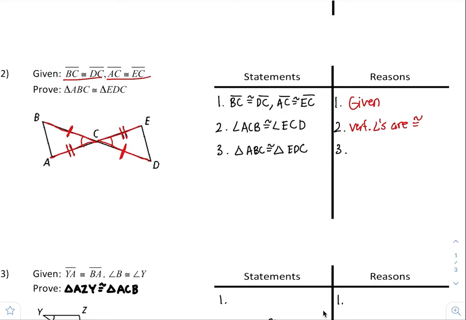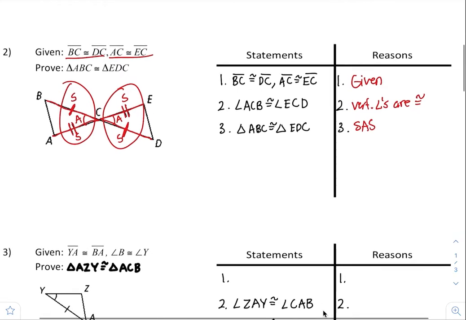Now, we have a triangle congruency statement. So we got 1 pair of sides congruent to each other, 1 pair of angles congruent to each other, and 1 pair of sides congruent to each other. 2 sides and an included angle. So we have these triangles are congruent by side, angle, side. Okay.